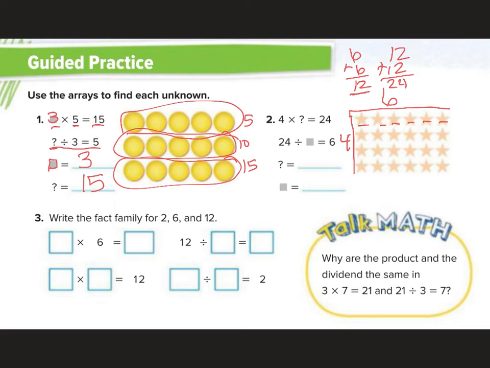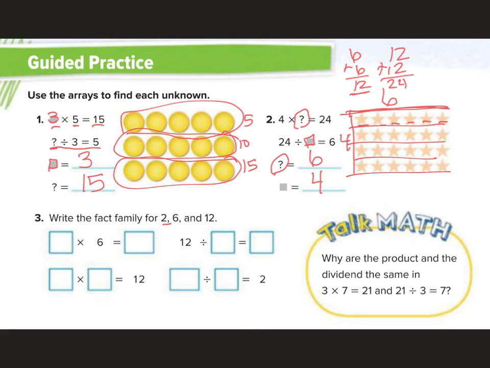So 4 times what is equal to 24? Well, we figure out this side is a 6. So the question mark is 6. And then the box, 24 divided by what is 6? So I'm missing the 4 from that fact family. 24 divided into 4 equal groups is 6 in each group. So there we go for that.